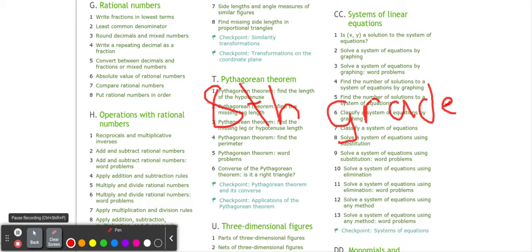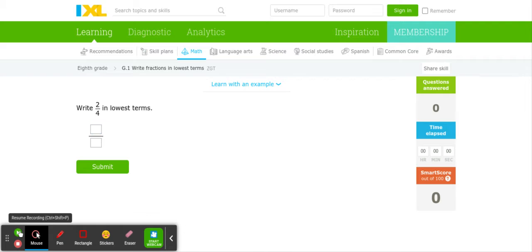Hello everyone, welcome to 8th grade math, and today we're going to be learning how to write fractions in their lowest terms. So the question is, write 2/4 in lowest terms.